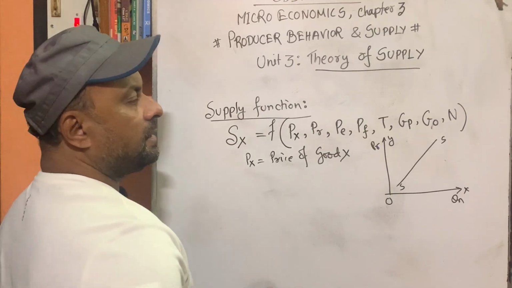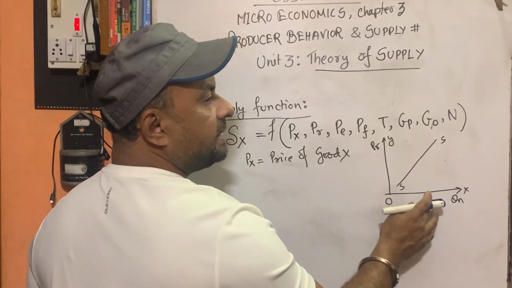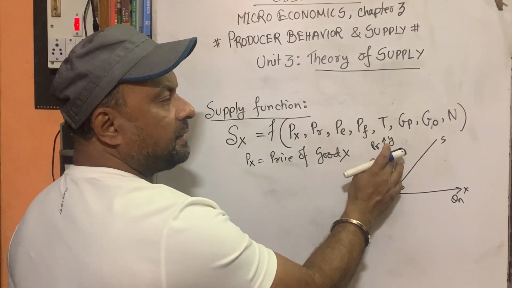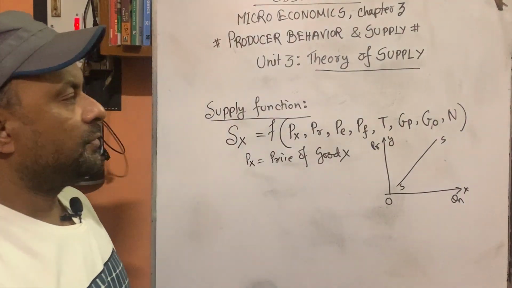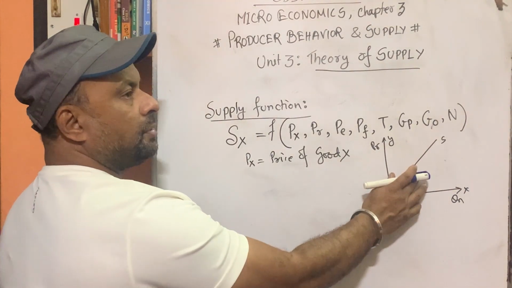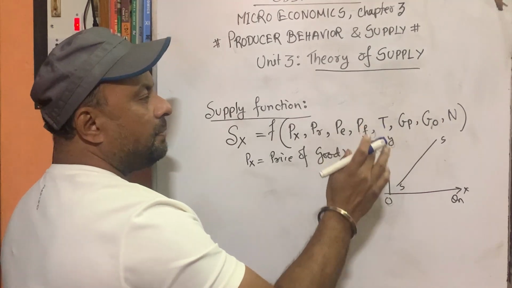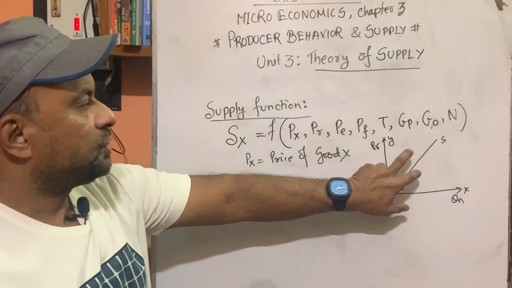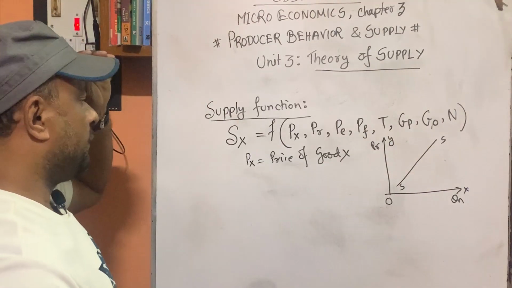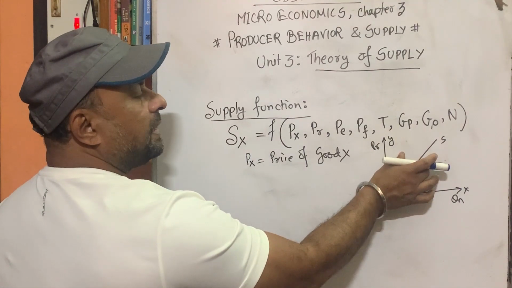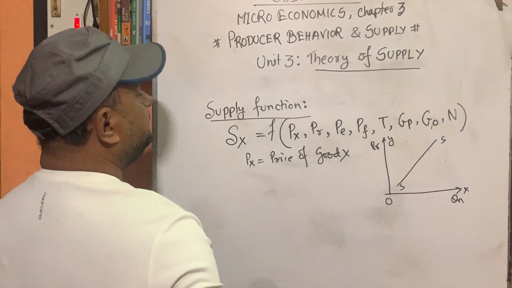Now why like that? Because when price increases, the producer gets more profit, so it induces him to produce more, that is, supply more. So with the rise in the price, the producer's profit increases and so he increases the supply of a good. So the supply curve is positively or upward sloping.